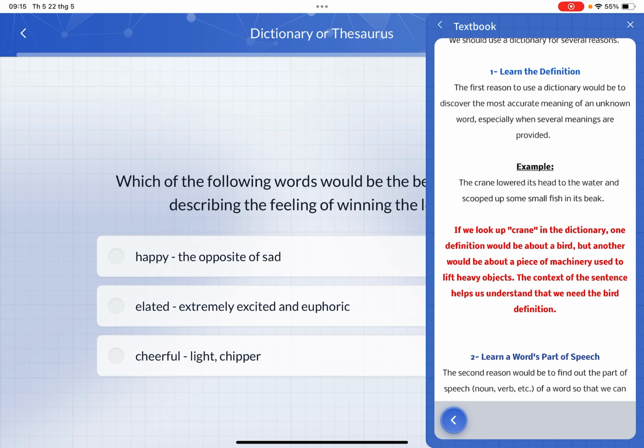For example, the crane lowered its head to the water and scooped up small fish in its beak. Let's say we don't understand the word crane. Well, we look it up in the dictionary. One definition would be about a bird, but another would be about a piece of machinery used to lift a heavy object. The context of the sentence helps us understand that we need the bird definition.